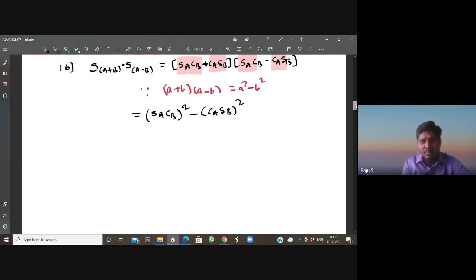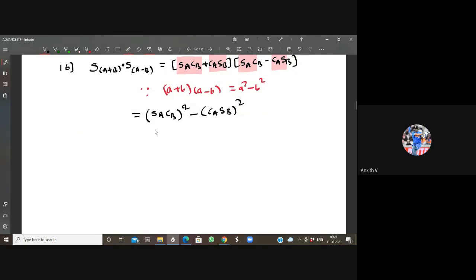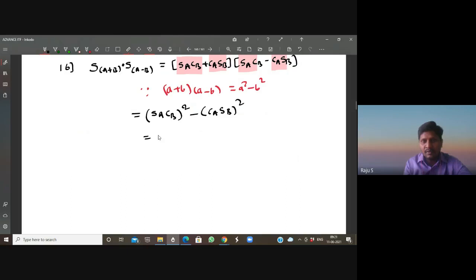Is it clear, Amar? Shall I further simplify? Yeah. Further we will simplify: sin square A cos square B minus cos square A sin square B. Shall we write like this? Since, for example, (AB) whole square can be written as A square B square. So with the help of this, I have written like this.